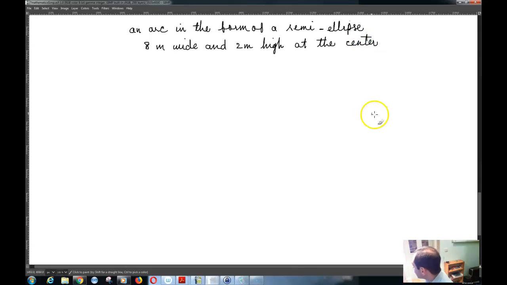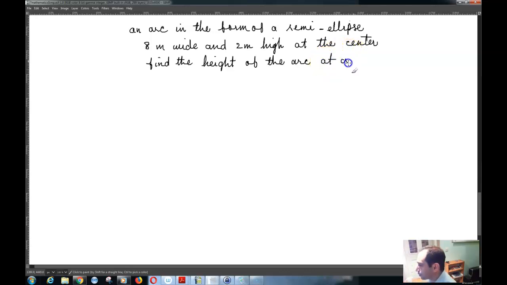Find the height of the arc at a point 1.5 meters from one end. You want to find the height of the arc at a point 1.5 meters from one end.